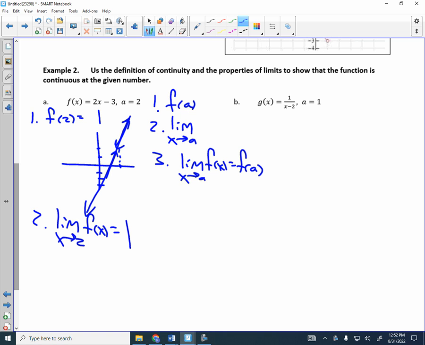So if I plug in 2, 2 times 2 is 4, minus 3 is 1. We good? And the limit is also going to be 1. You can see it's the same from the left as it is from the right. Are those the same? Yeah, so the third statement is then the limit as x goes to 2 of the function is equal to f(2). And in both cases, they are what? They are 1.